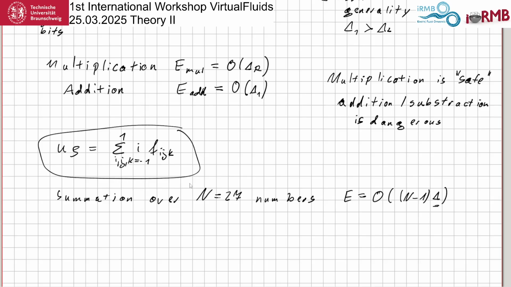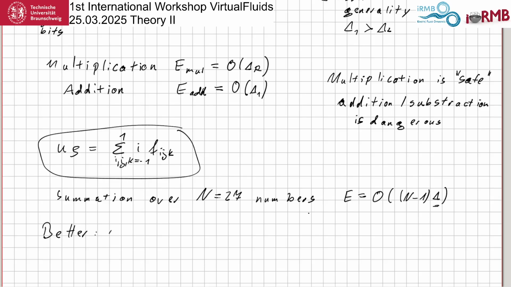So there are some theories how you can do summations better. There's the Kahan algorithm, which you may know, but this is also expensive. There is one way of doing this, which is implemented in VirtualFluids, that uses the same number of operations that this naive summation would use, but is more accurate. And this is called the pairwise summation.